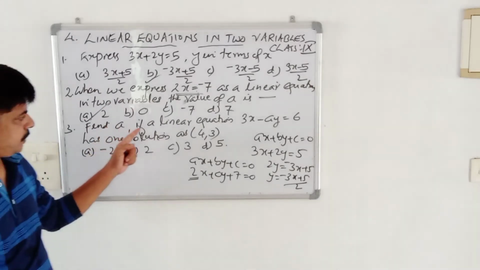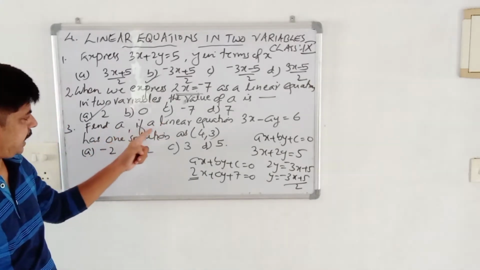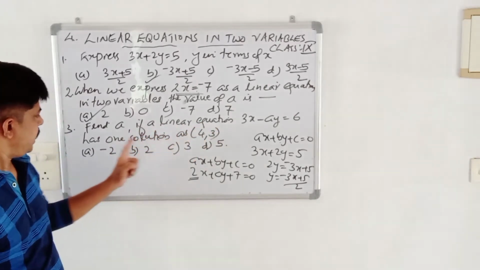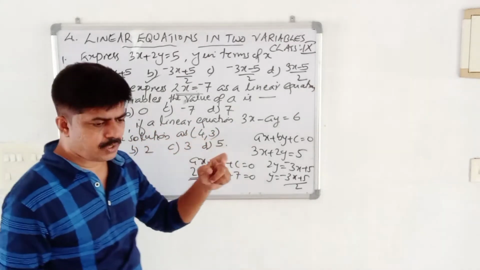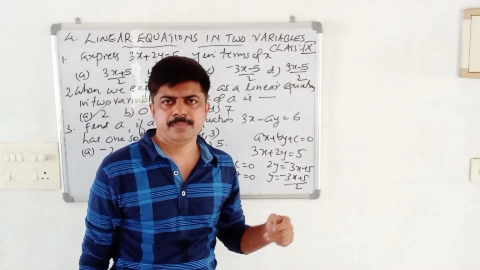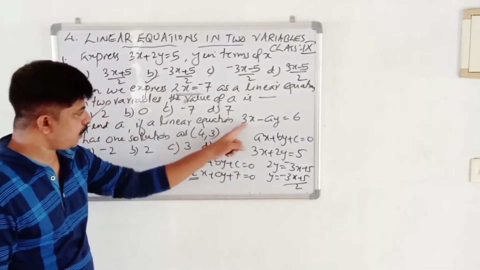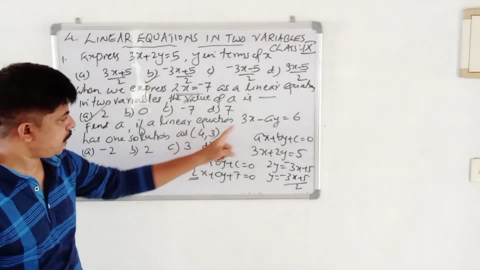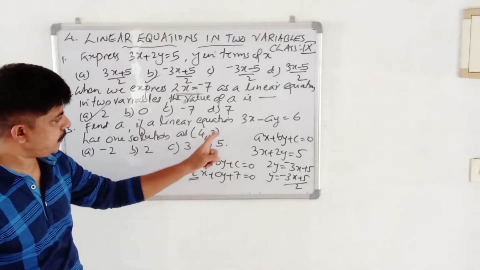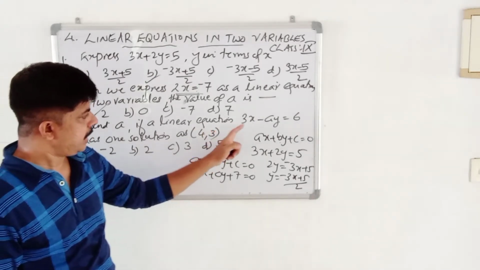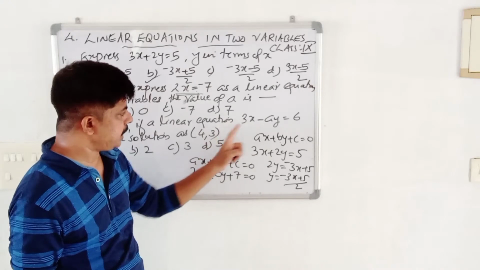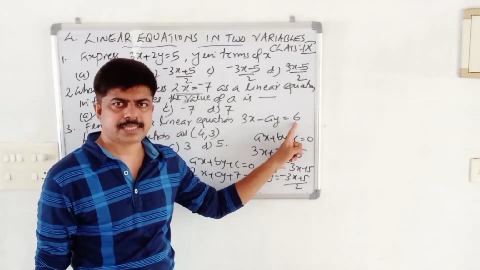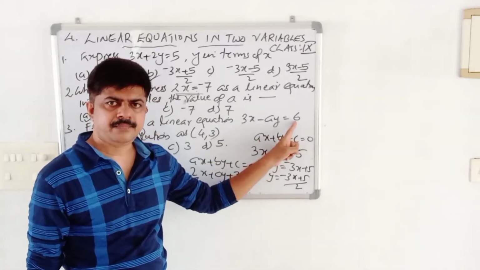Okay. Now again we move to the third question. Find a. A linear equation in two variables has infinitely many solutions, and one of the solutions is already given. We know that solution means when we assign these values to x and y, the equation will be satisfied. Satisfied means we will be getting the answer 6.